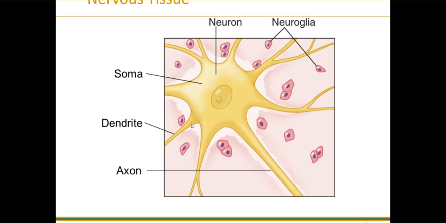Then you have structures called dendrites. These extend from the soma and receive impulses from other cells. You also have an axon, which contains a single long nerve fiber, and it transmits signals to other cells. So dendrites receive impulses from other cells, and axons transmit signals to other cells.